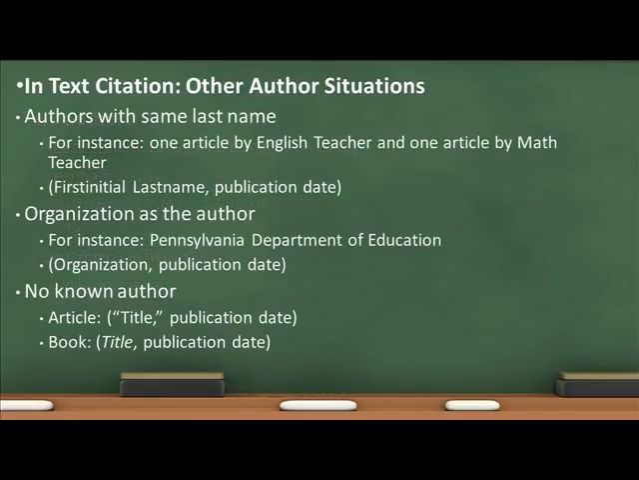A few other situations in which you would use in-text citation. So when you have authors with the same last name, so if you had one article by English teacher and one article by math teacher, you would want to make sure that you included their first initial. So when you were citing English teacher, it would be E period teacher, and then the publication date. That way, if you have more than one author with the same last name, you can distinguish between them. If you have a source where an organization is the author, for example, something published by the Pennsylvania Department of Education, you would put the organization's name there in place of the author. And if there was no known author, you would include the title of the book or the article or the visual image or something like that.